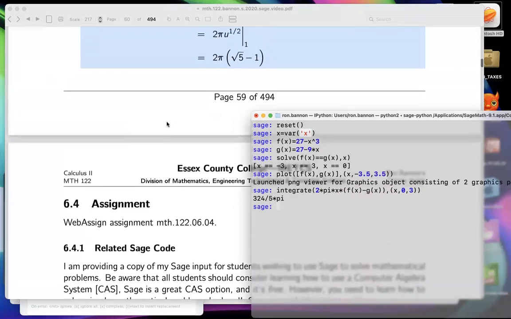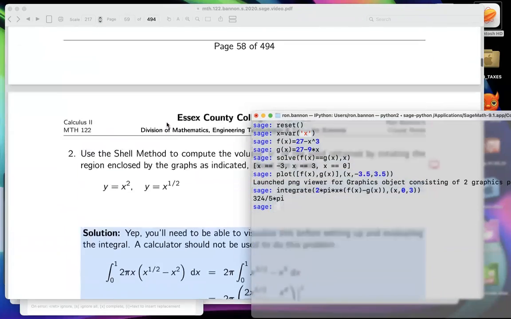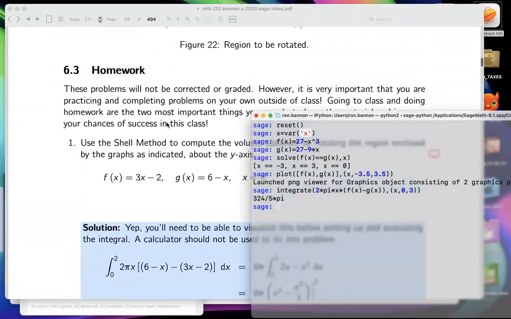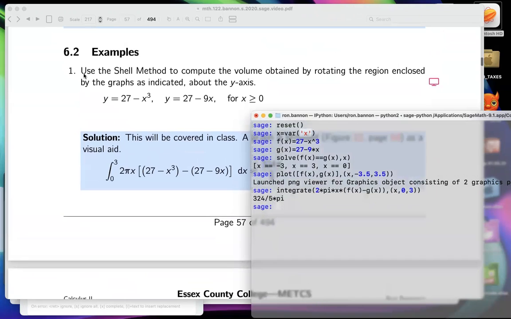And I'm looking for that 27 minus x cubed. And yeah, it's annoying sometimes to look back over stuff. It's not in the homework. Wow, it's example number 1, stuff that we did. All right. So I'm seeing 27 minus x cubed. I'm seeing g of x equals 27 minus 9x.